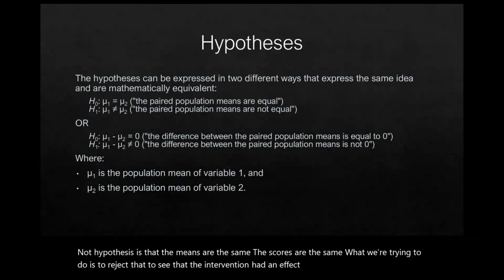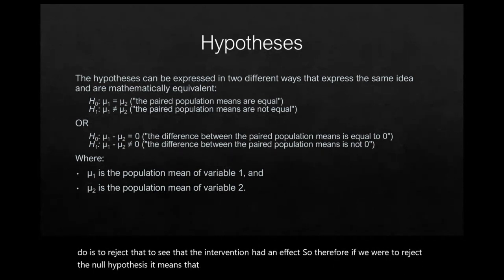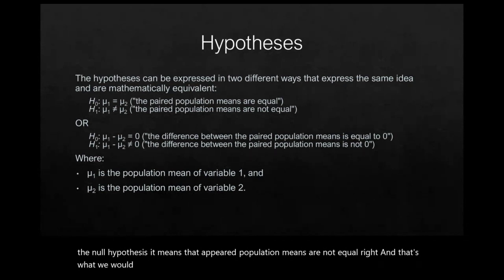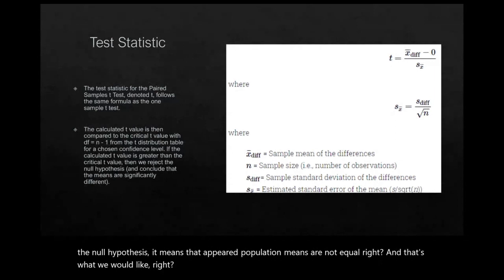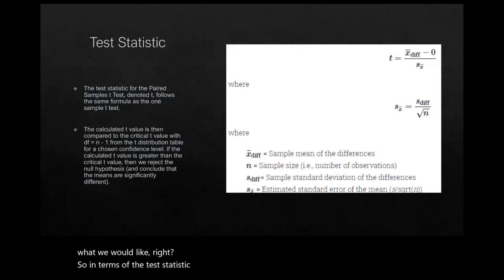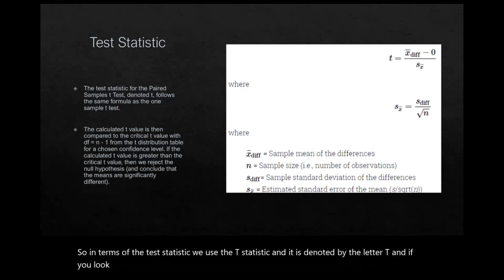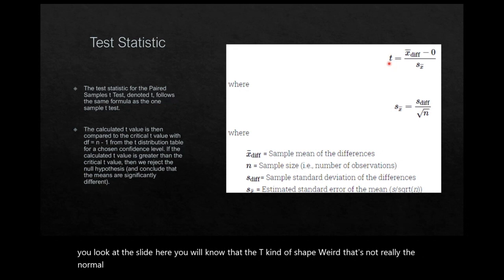So therefore, if we were to reject the null hypothesis, it means that the paired population means are not equal, right? And that's what we would like, right? So in terms of the test statistic, we use the T statistic, and it is denoted by the letter T. And if you look at the slide here, you will note that the T looks kind of weird. So it's not really the normal T. When I write it, I normally try to square off the bottom of the T to show that it's not like the regular T in the alphabet.